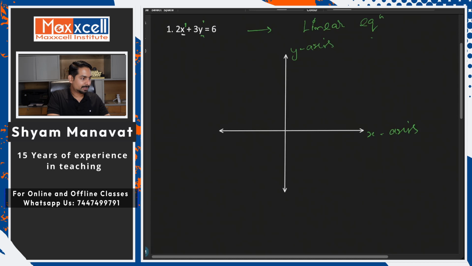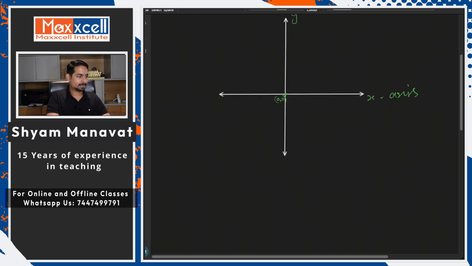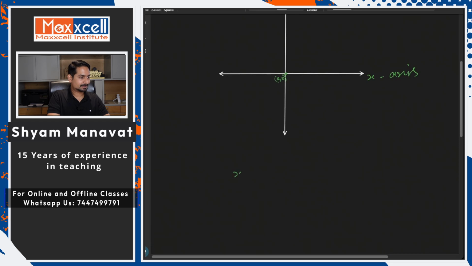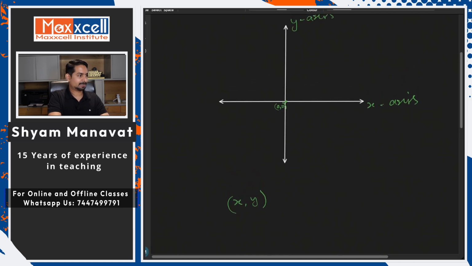Now, when the axes intersect at one point, that's called the origin. Now, the value of the origin is what? 0, 0. The coordinates on a graph are represented as x, y. Let me give you some examples here.